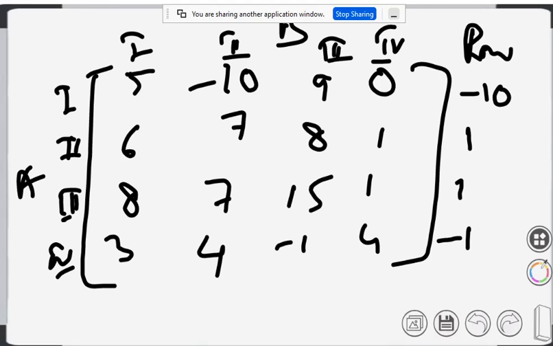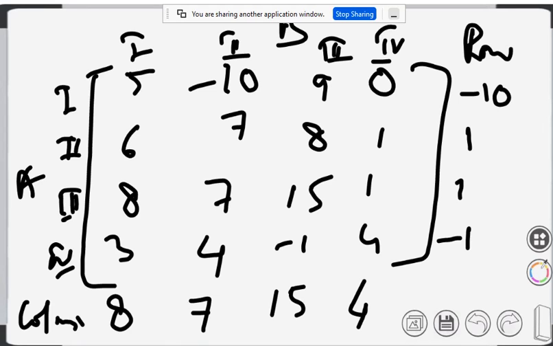Then find out the column maximum. The first column maximum is 8. The second column maximum is 7. The third column maximum is 15. The fourth column maximum is 4. Everybody is following? I hope everybody is following.